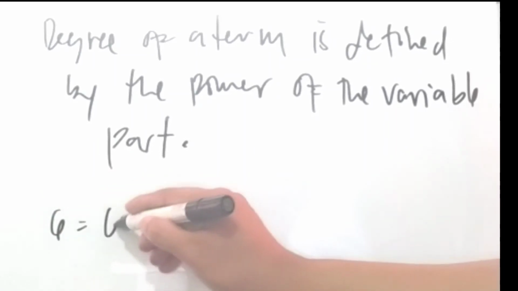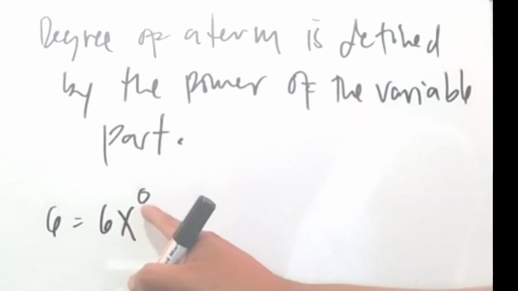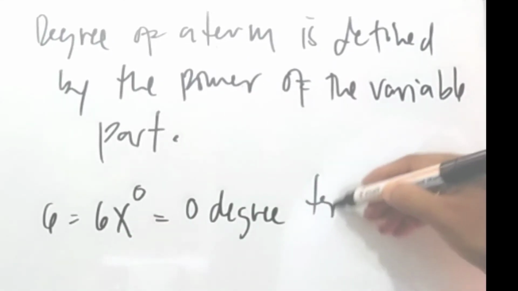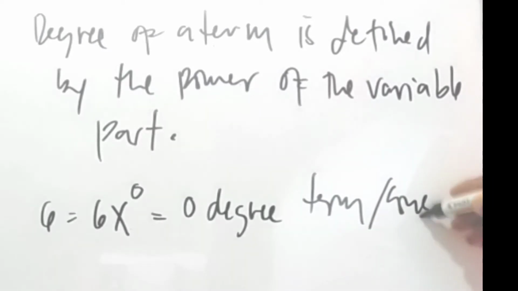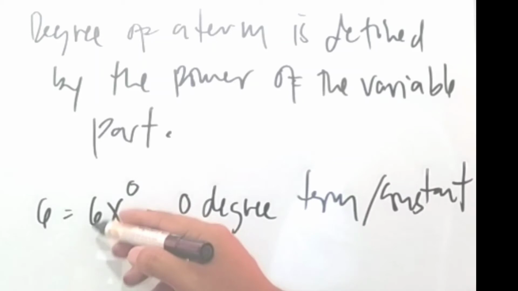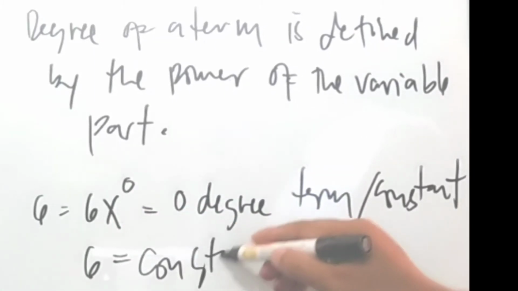Another, 6. We rewrite 6 with a variable. This is equal to 6x to the power of 0. Since the exponent of the variable is 0, we call this a 0 degree term or constant. Because any variable or number to the power of 0 equals 1. 6 times 1 equals only 6. 6 is what we call a constant term.